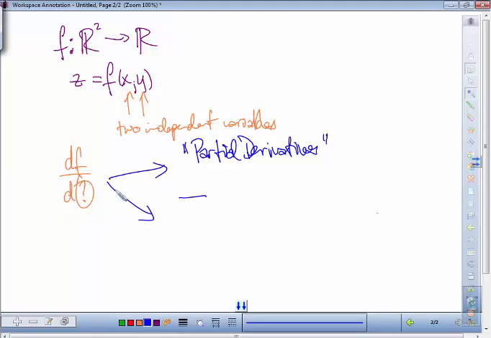df dx, for example, since we want to distinguish a partial derivative from a regular derivative, we're going to change the way we write our d. And we're going to write our d like this, a little curved, with respect to x. Partial derivative of f with respect to x.